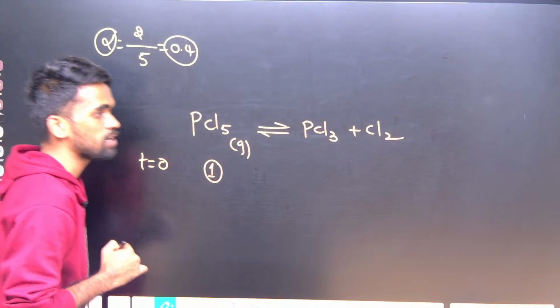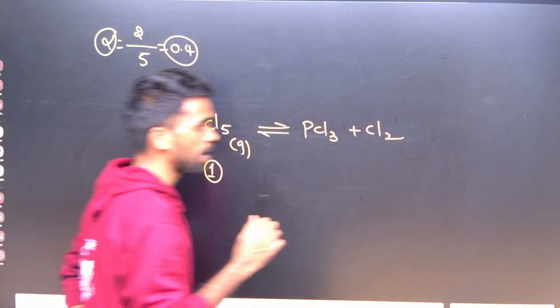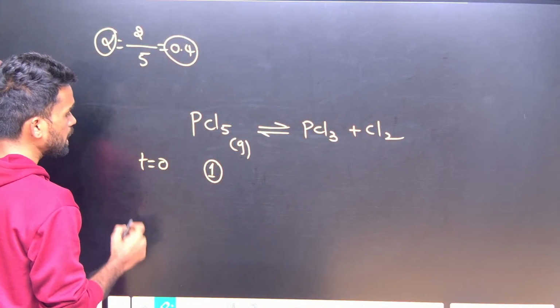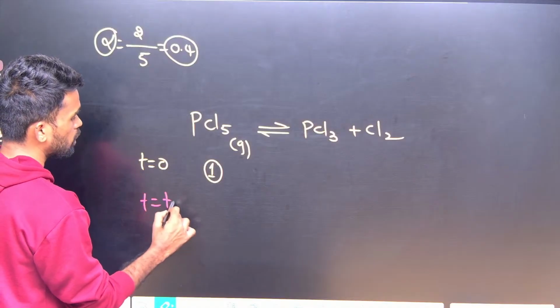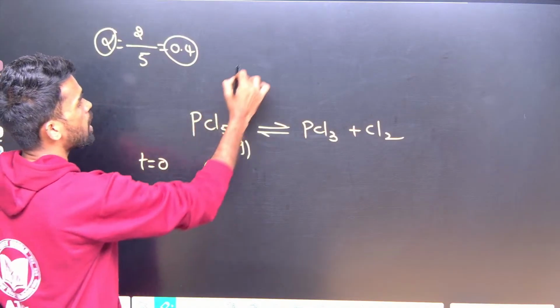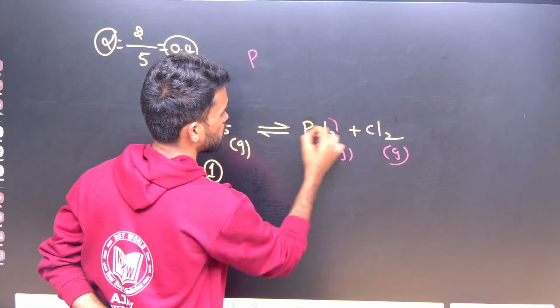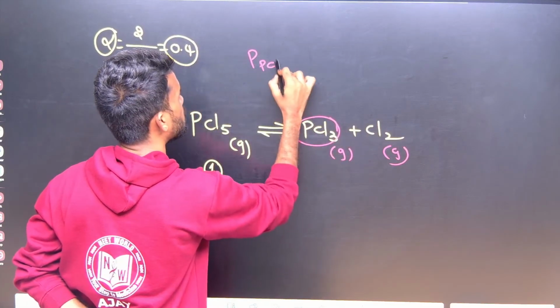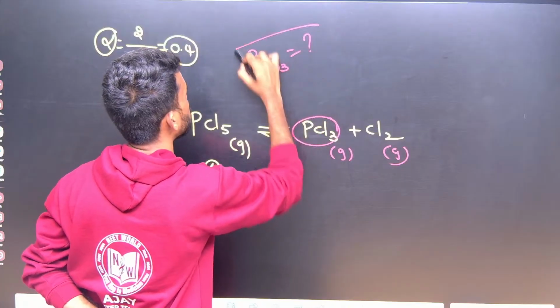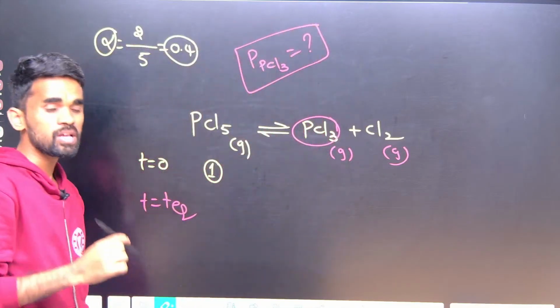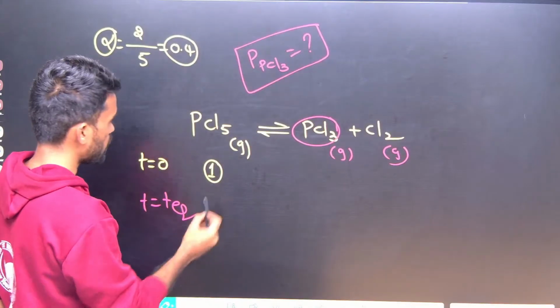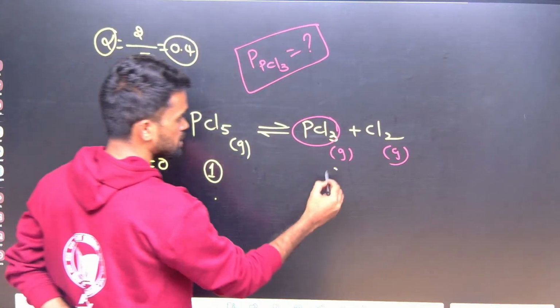1 mole of PCl5 I am giving you, and I am asking, at equilibrium, what is the partial pressure of this gas, PCl3? What is the partial pressure of PCl3 at equilibrium? This is my question here. So what are you going to do? 1 mole we have initially, and these are 0, 0.